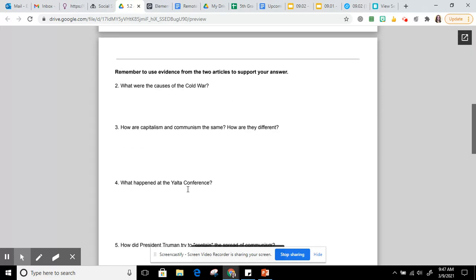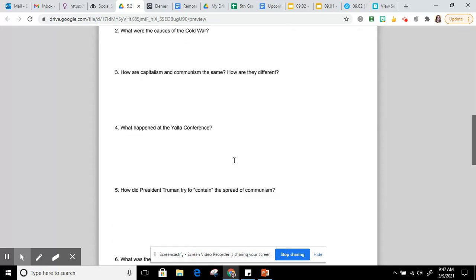Number 3, how are capitalism and communism the same? How are they different? Don't forget to answer both parts of those questions. It's a 2-part question. How are capitalism and communism the same? How are capitalism and communism different? So make sure you answer both parts.